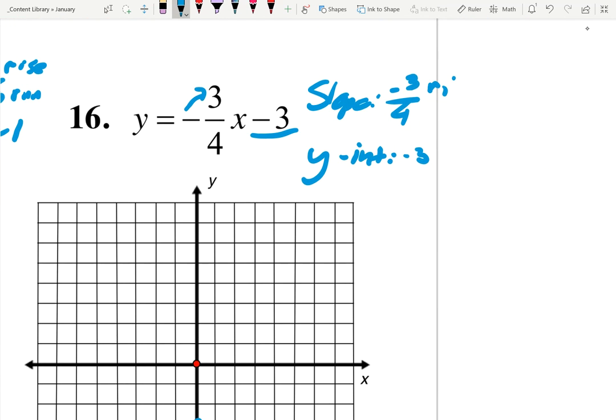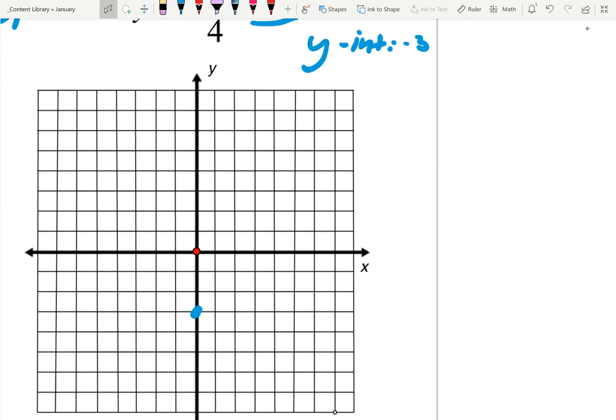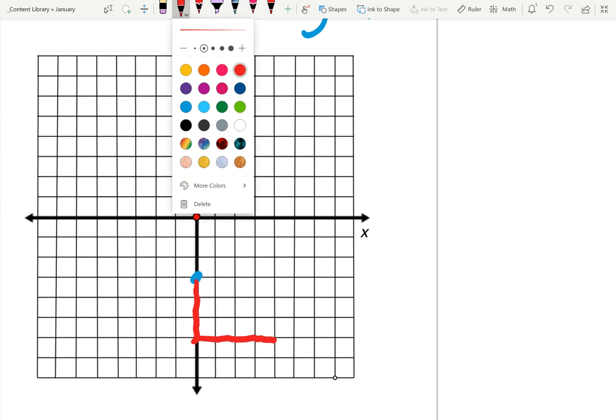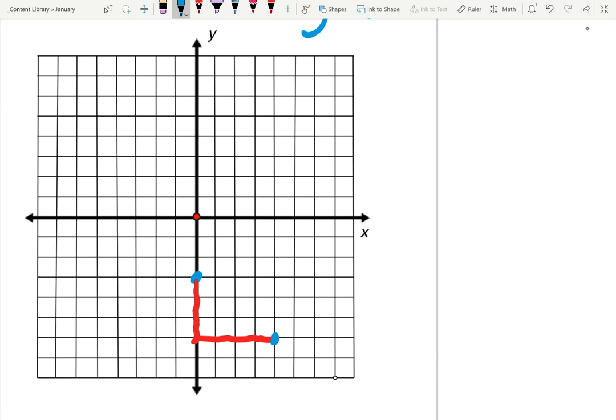So our rise over run, we're going to rise negative 3. Now remember, when your rise is negative, it means you're going down. So rising negative 3 means we're going to go down 3. So 1, 2, 3. And then remember, always go to the right. Our run here is 4, so we're going to run to the right 4. 1, 2, 3, 4. That's where our next point will go. Right here. So it's a big slope, going down 3 spaces and right 4 spaces, but that works.